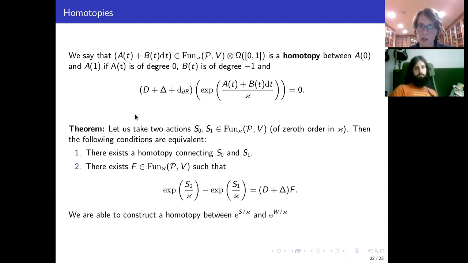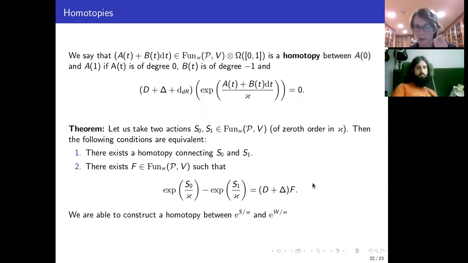So you say that, similarly as before, the exponential of this element will be d plus delta plus the differential of the de Rham complex closed. And then the theorem says that if you have two actions of order 0 in kappa, then there is an equivalent condition to this homotopy, and that's that there exists an element f such that we have this relation: the exponential of one action minus the exponential of the other action is d plus delta of this element f.